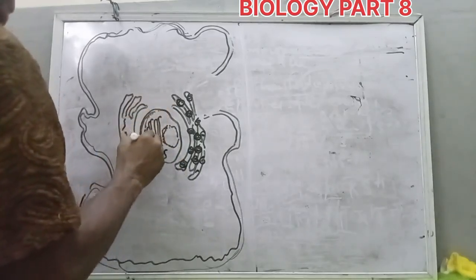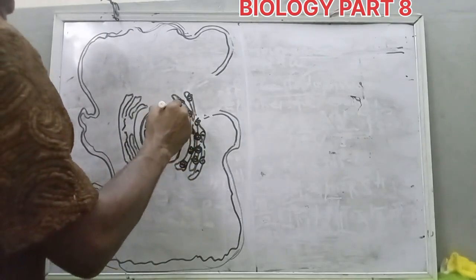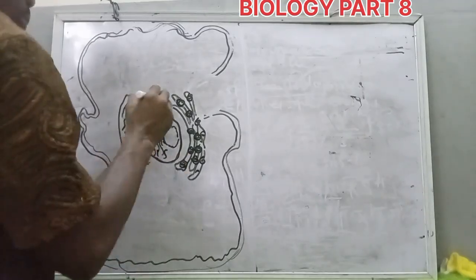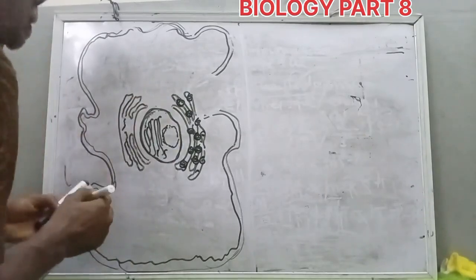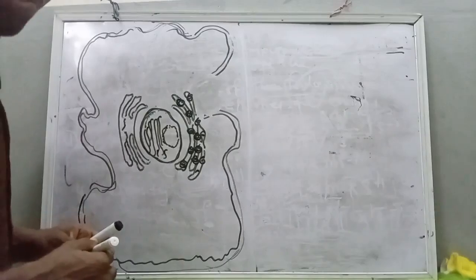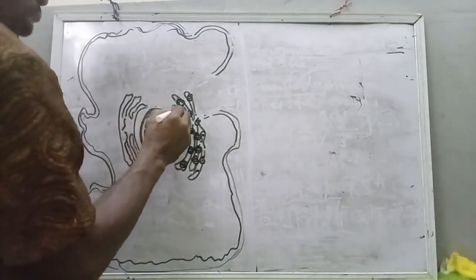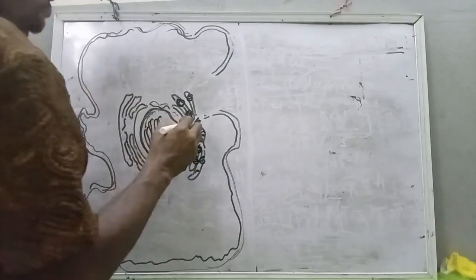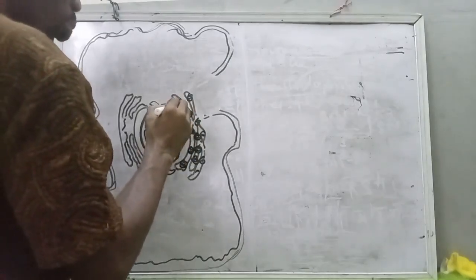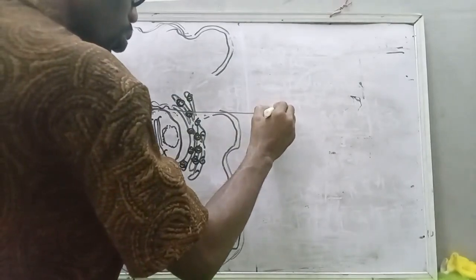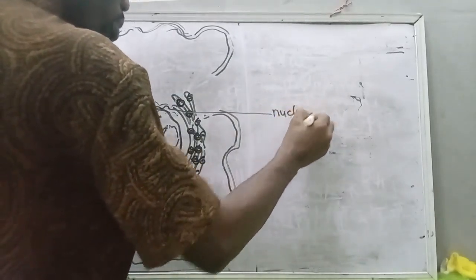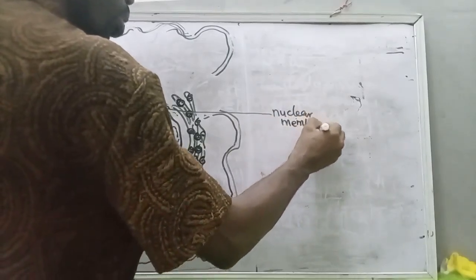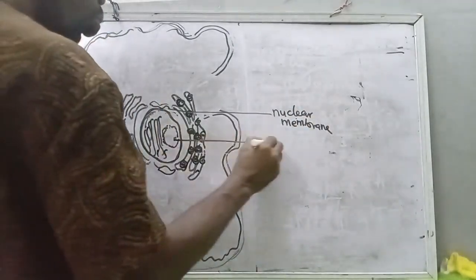Now, I'm explaining the nucleus. The nucleus is usually the largest part in the cell. That's one. Number two, it is a membranous structure. The nucleus has a membrane, and that membrane is called the nuclear membrane. So this is what we call the nuclear membrane.